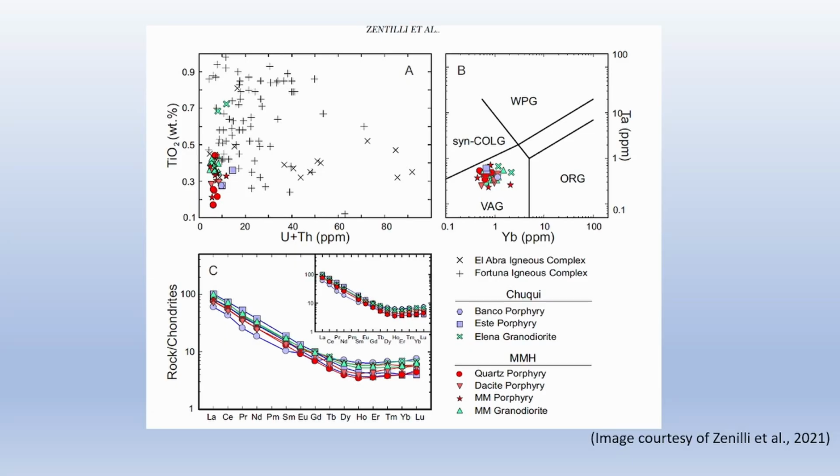This is diagnostic of an active continental margin setting, just like subduction zones. And importantly, there is no compositional distinction between these two systems. They are geochemically indistinguishable in this diagram, and it reinforces their derivation from the same subduction zone magmatic arc around 35 million years ago.